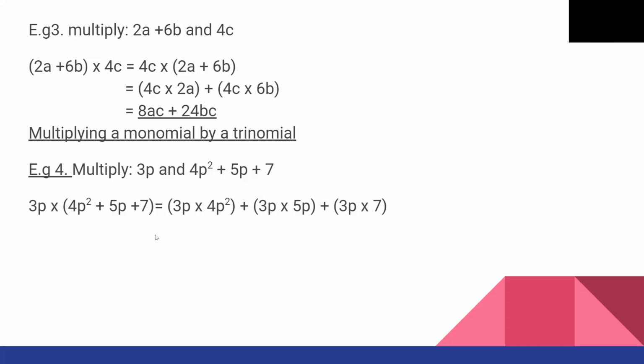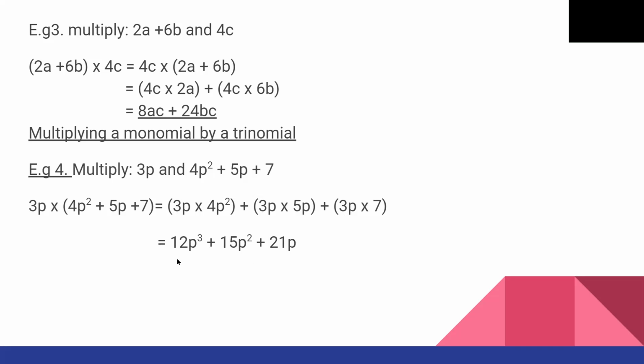Okay, now we have to simplify. Here, first multiply the coefficients. So 3 4s are 12. P multiplied by p square will be p cube, plus the second term, 3 5s are 15. P into p will be p square, plus the third term, 3 7s are 21 and p. So 21p. So the answer is 12p cube plus 15p square plus 21p.